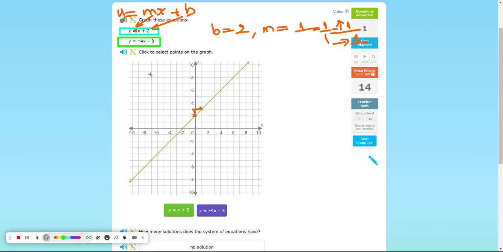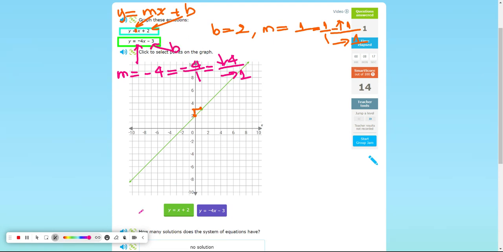y equals negative 4x minus 3. So you can see the slope m right there equals negative 4. Negative 4 means negative 4 over 1, so down 4 and right 1. And then you can see the b right there equals negative 3.